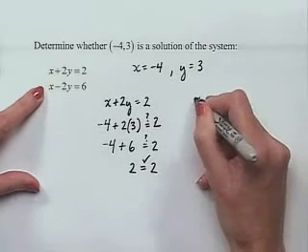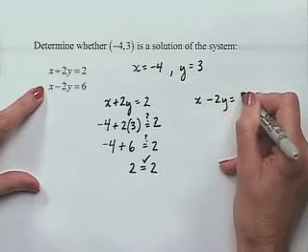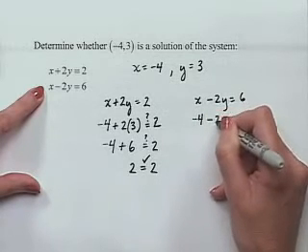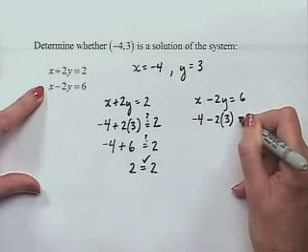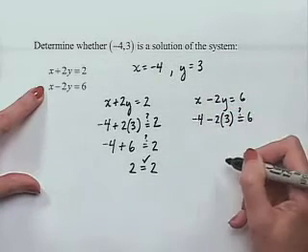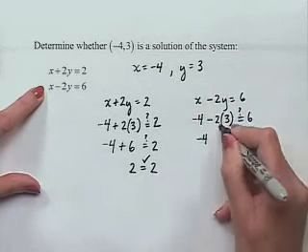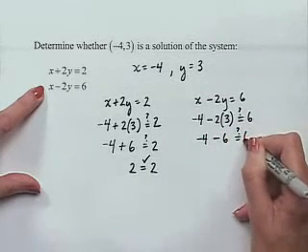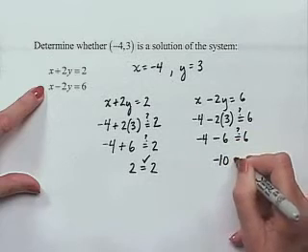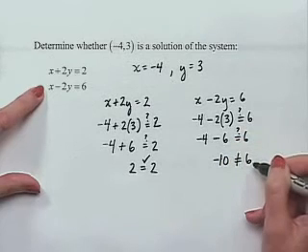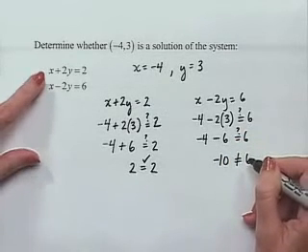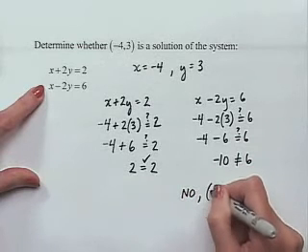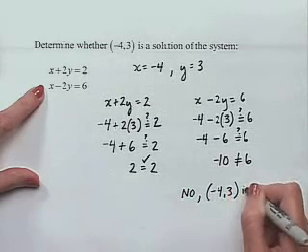Let's try the second equation. x minus 2y equals 6. We'll substitute for x, that's -4, minus 2 times our y value of 3, and we're trying to see whether or not we'll get 6 as a result. -4, we'll have -2 times 3, we'll write it as -6. -4 minus 6 is -10, and we can see that that does not equal 6. To be a solution, remember, means it has to satisfy both equations, so we would have to say no, (-4, 3) is not a solution.